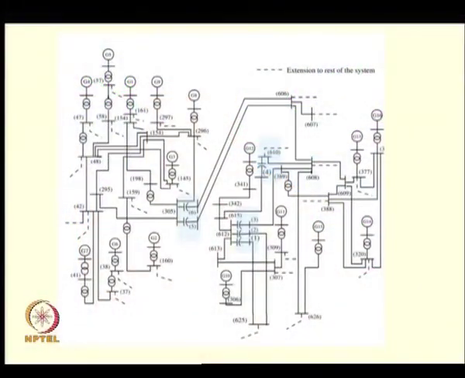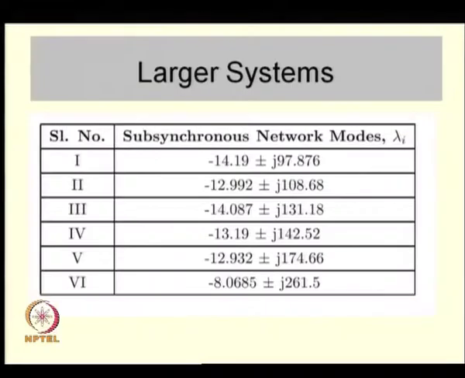In fact, for this particular system where I have shown 6 series compensated lines, just to give you an idea, you have got 6 series subsynchronous network modes. Of course, there are other network modes, there are other modes as well, but I have just written down the subsynchronous network modes.